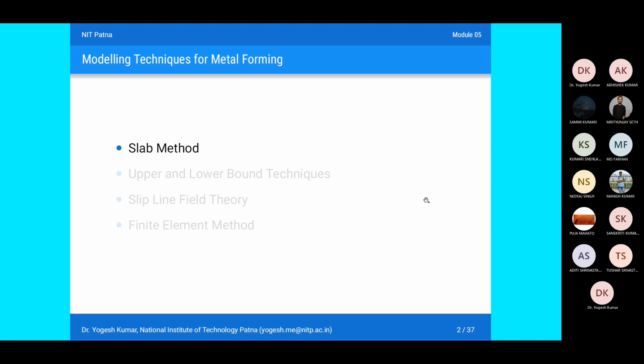mathematical modeling techniques for metal forming processes. And among these, the topics which are mentioned in your syllabus are slab method, then upper and lower bound techniques, slip line field theory, and finite element method.